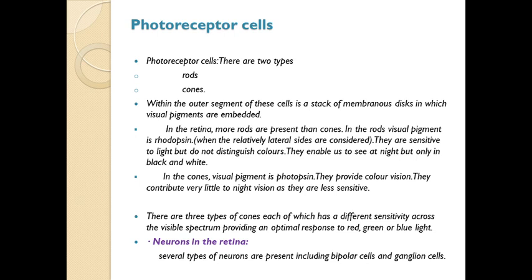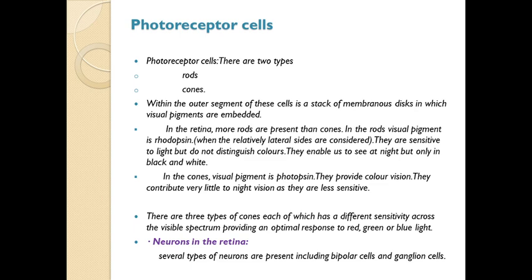Now, when rods are considered, they are more sensitive to light because they can give vision even at low light intensities. But since they cannot distinguish colors, they cannot give color vision. So, they enable us to see at night in black and white. Then when cones are considered, cones can distinguish colors, therefore they can provide color vision, but they can act properly only in bright light. Therefore, they are less sensitive to light. Therefore, they contribute very little to night vision.